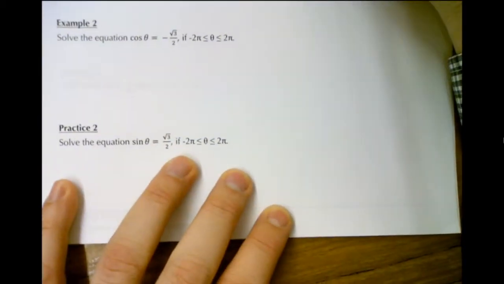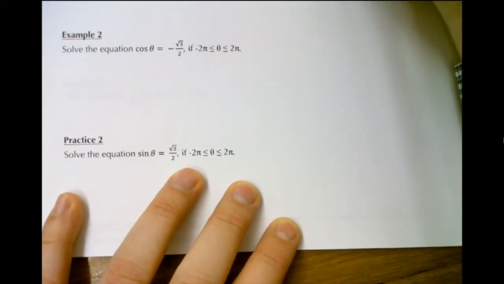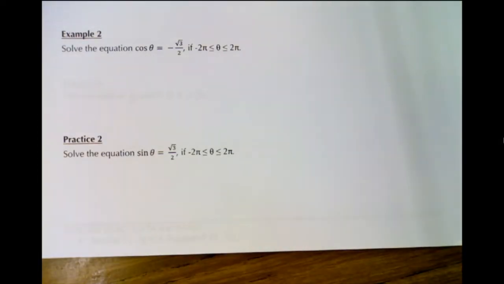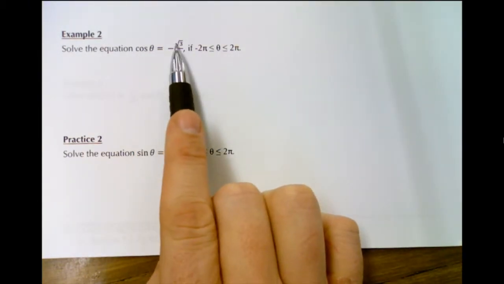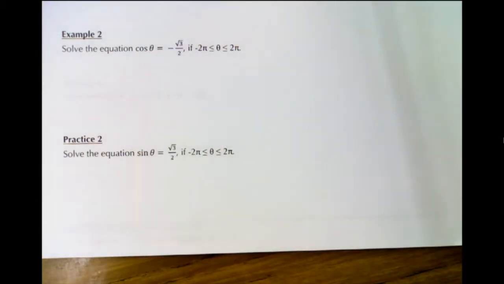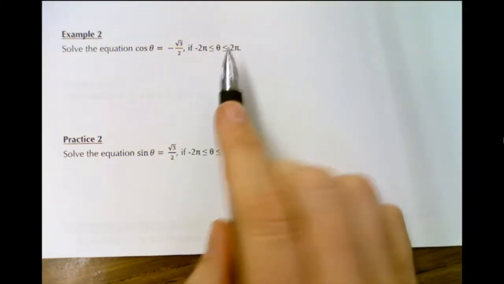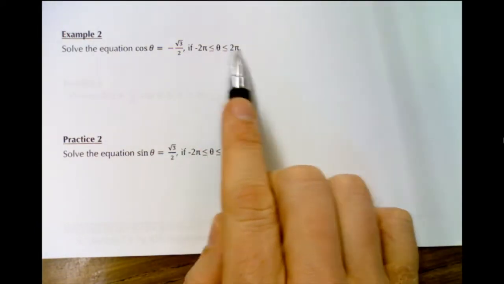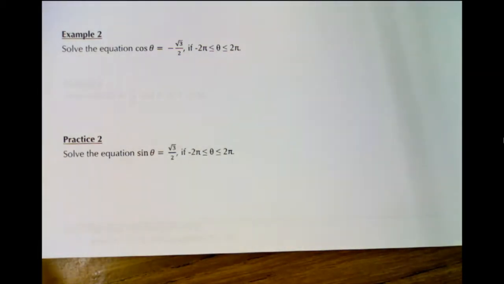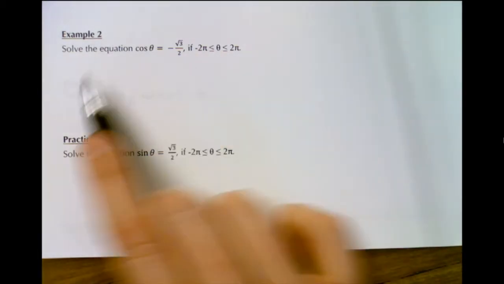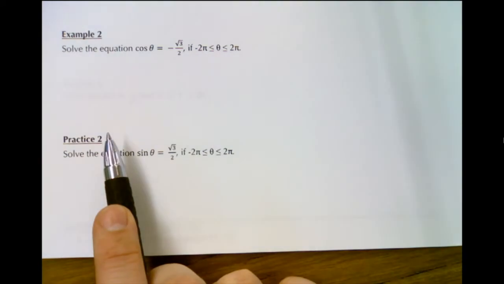Or sorry, example 2. So this asks us to solve cos theta equal to negative root 3 over 2. So we're now looking in a domain that's bigger than just 0 to 2 pi. We're looking from negative 2 pi to 2 pi, which means that we can get to our terminal arm by rotating forward on the Cartesian plane or backwards on the Cartesian plane.